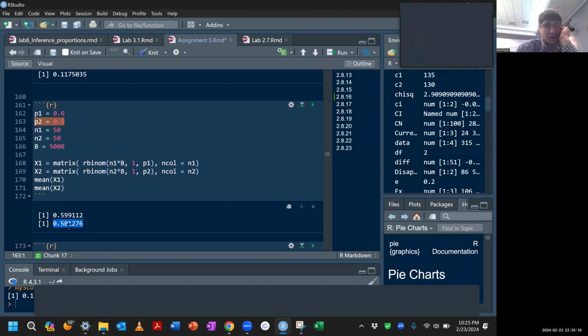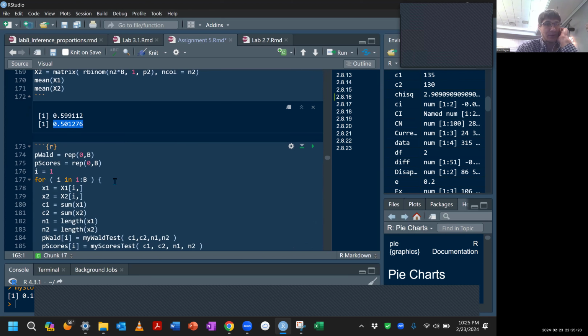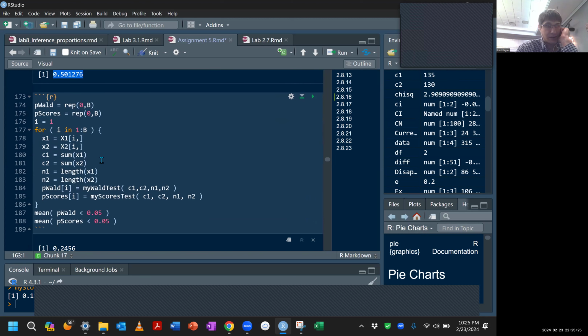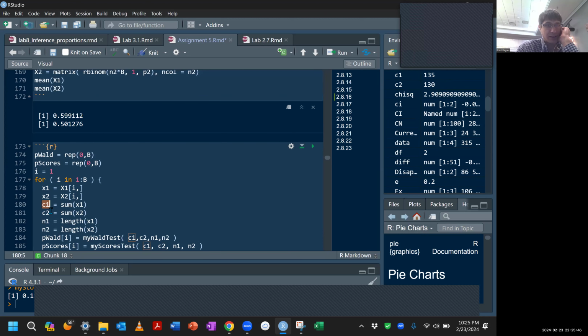0.50 is the second proportion, so it's kind of a sanity check that I'm sampling something reasonable. Now I'm going to do my power simulation. For each row, I get a set of binomial samples. C1 is the total successes, C2 is the total successes for the second group. The proportion of these should be close to 0.6.